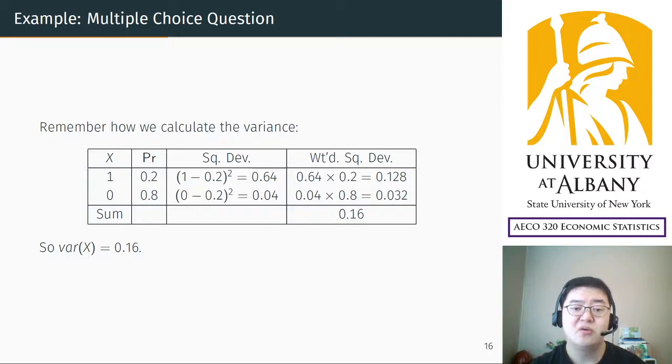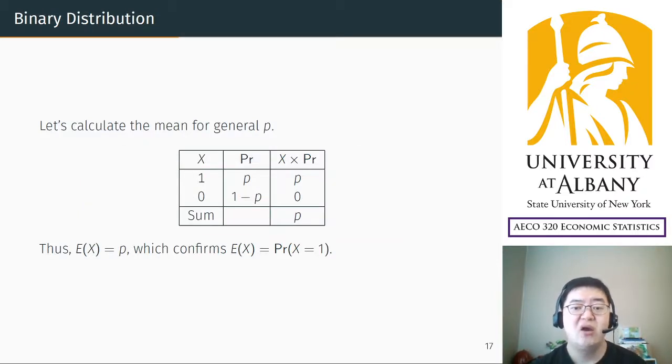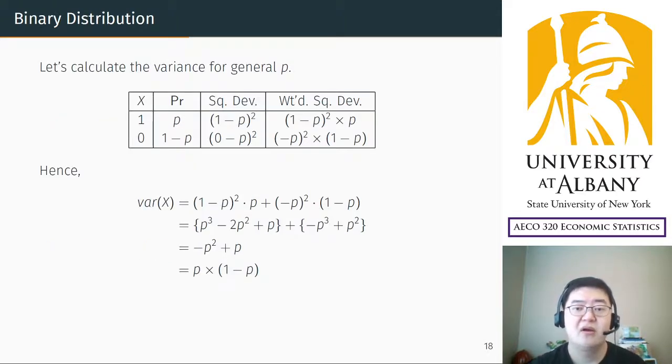What can we learn? We would like to work in a general setup. The mean, with general parameter p and 1 minus p, equals p, as we learned earlier. The expected value of x equals the probability of success. But now, where the variance comes from is a little more complicated, though I'm doing the same thing, following the same steps as the numerical example before, but now with general notation with unknown parameter p.